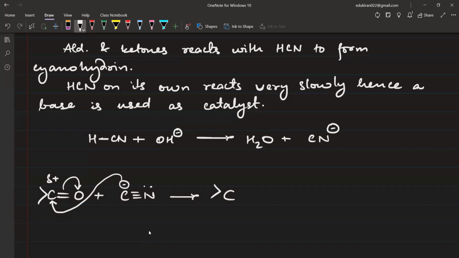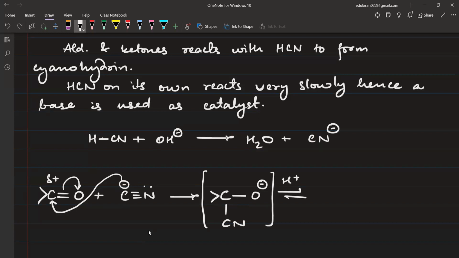Carbon with the two bonds as it is. Now here we have added a new bond, which is the CN bond, and here I have the O negative. Now this is obviously an intermediate. It does not stay like this for a very long time because we have HCN and H plus everywhere. Now H plus is going to attack the O negative, and you are going to get the carbon with its two bonds as it is, bonded with OH, and then CN.